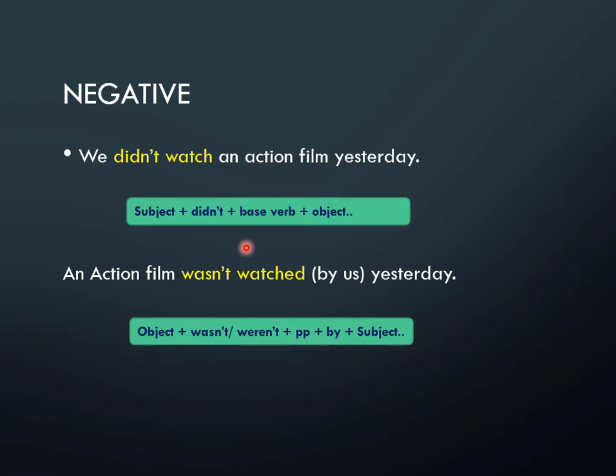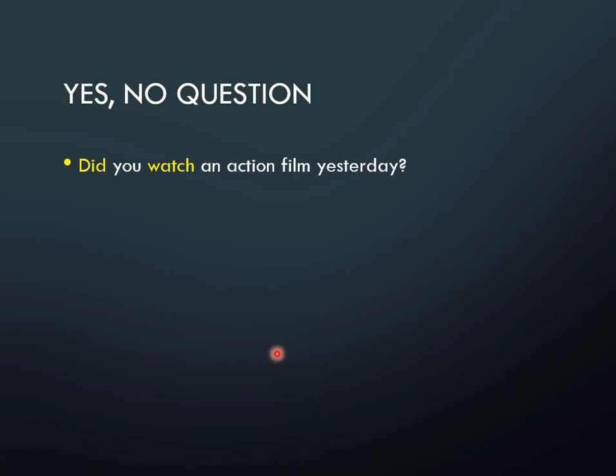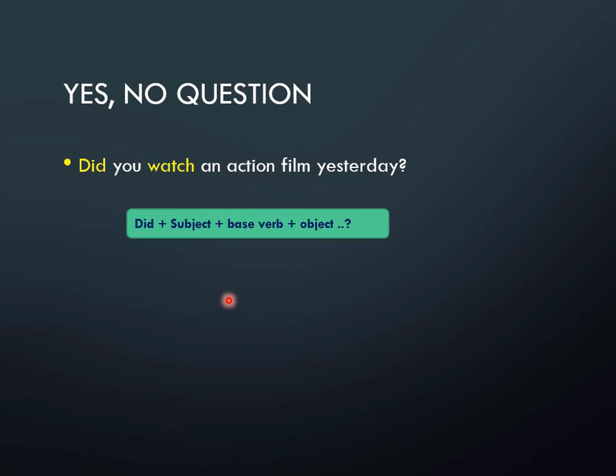We followed this structure. You will find the object at the beginning, then the helping verb wasn't or weren't, then we use the past participle here, what's called PP, and then we follow it with by, then the subject. Let's come to the question. Look at this example. What's the structure we followed here?